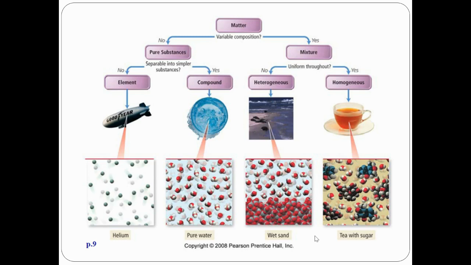Heterogeneous is different. It is not evenly distributed throughout. Hetero means different, so the mixture is different throughout. Think of oil and water, right? When you mix oil and water, they really don't mix well together. So all the oil will sink to the bottom and all the water will float on top. That's what it is saying here: it's not the same throughout. The water is on the top, the oil is on the bottom, and so it is different throughout.